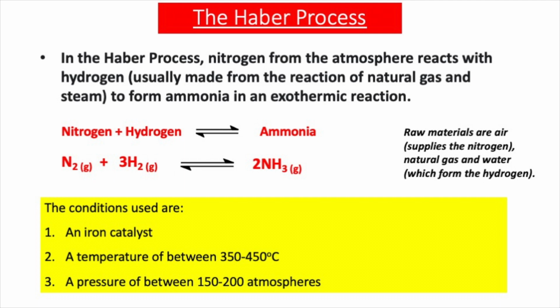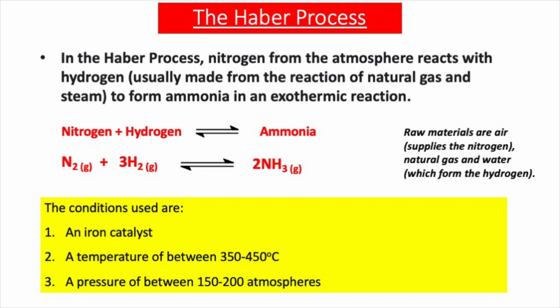Now for this chemical process, the raw materials are air, because that supplies the nitrogen that we need, natural gas and water. And the natural gas and water are used to make the hydrogen. Now natural gas is mainly made up of methane, and the methane would react with steam to form hydrogen. That's usually how the hydrogen is made. The nitrogen is taken from the air.